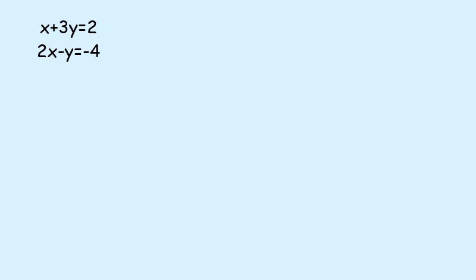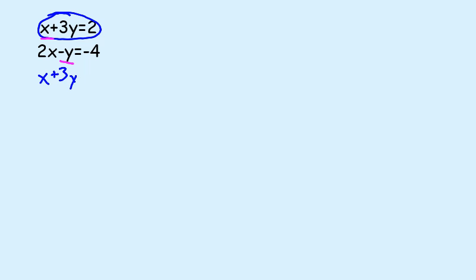For the final example, we have x plus 3y equals 2 and 2x minus y equals negative 4. Now this one we could actually solve for x or for y in different equations, because both of them have a coefficient of 1. However, we are going to stick with the top equation because that one has a coefficient of positive 1, and that'll just make our lives easier.